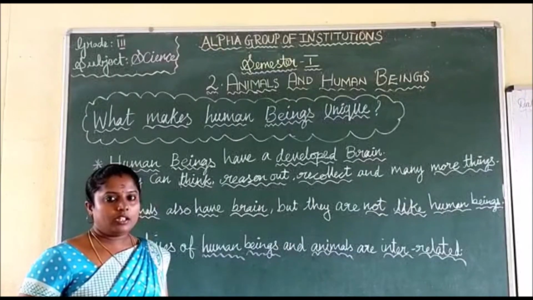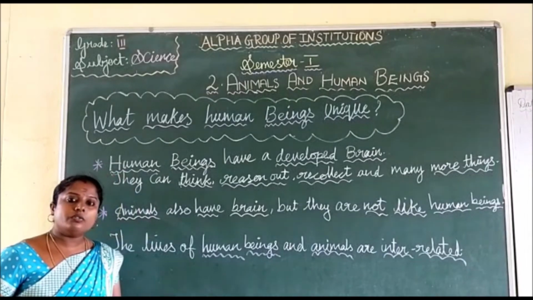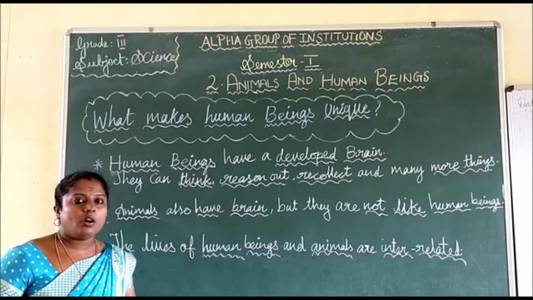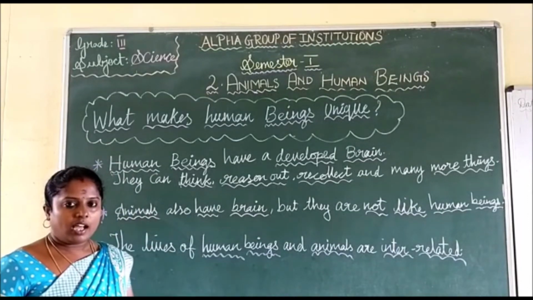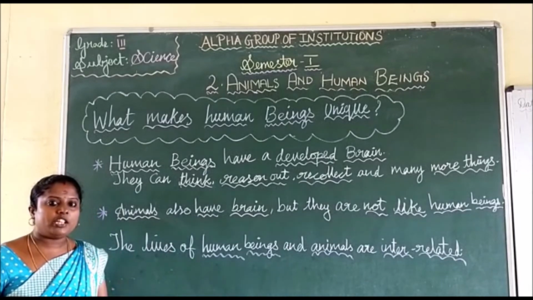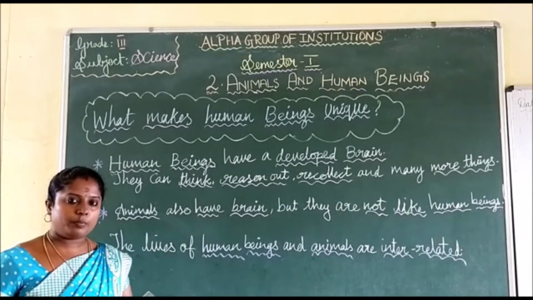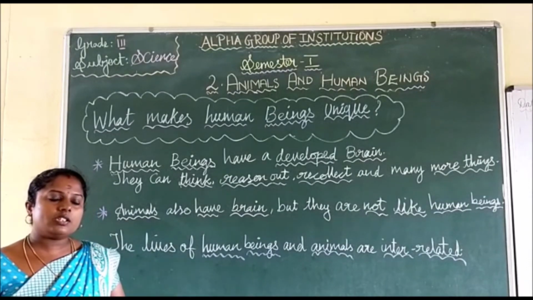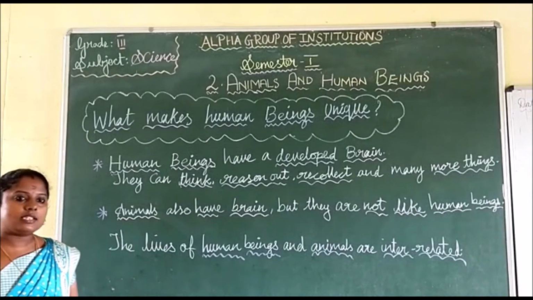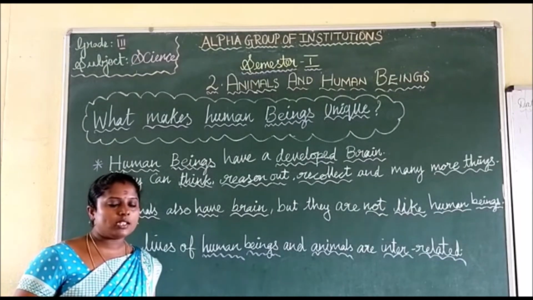Then after food we discussed communication: how human beings communicate and how animals communicate. Then we discussed their reproduction: how living things reproduce themselves. If we come to animals and human beings, they give birth.